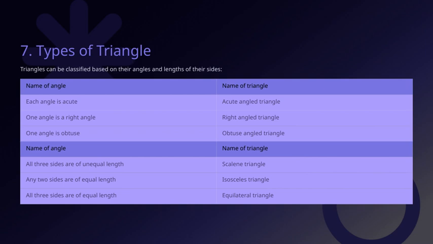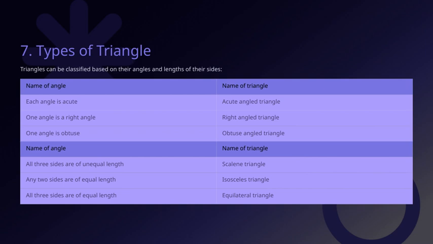Now moving on to triangles classified by their sides. If all three sides are of different lengths, we call it a scalene triangle. It has no sides of equal length, which makes it quite unique. When any two sides are of equal length, it's called an isosceles triangle. These are quite common and often have interesting symmetry properties.